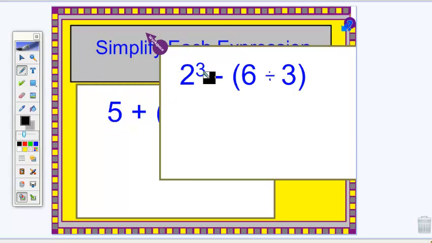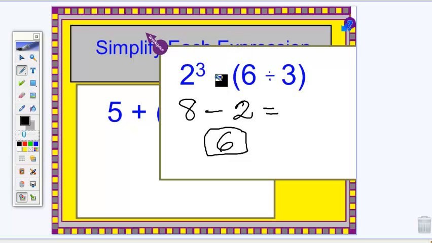So here we have 2 cubed minus 6 divided by 3. So first thing we must do is parentheses, then exponents. Now here I'm going to do the parentheses and the exponents at the same time. So 2 to the third power. Remember, 2 cubed is 2 times 2, which is 4, times 2 one more time will be 8, minus 6 divided by 3 is 2. And 8 minus 2, we get 6. And there it is.